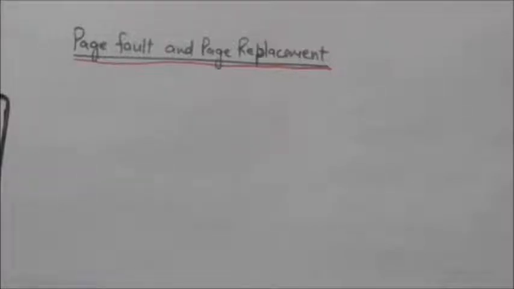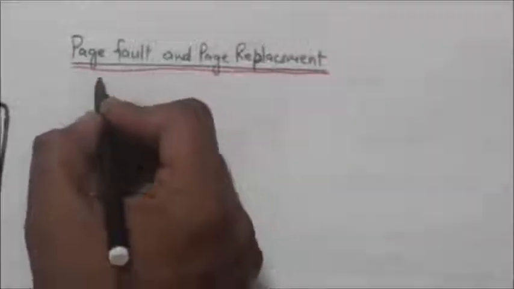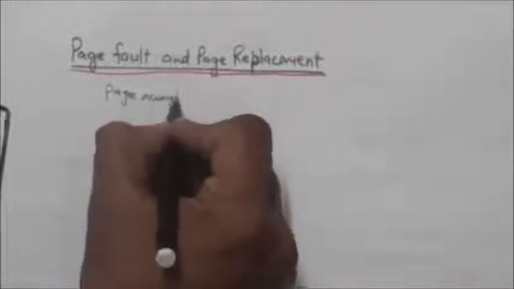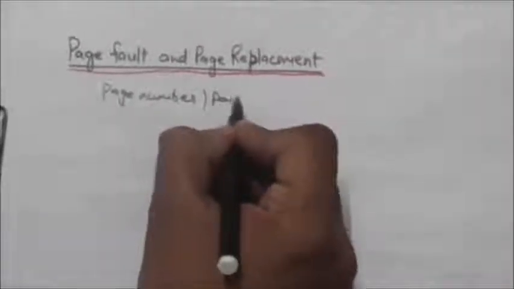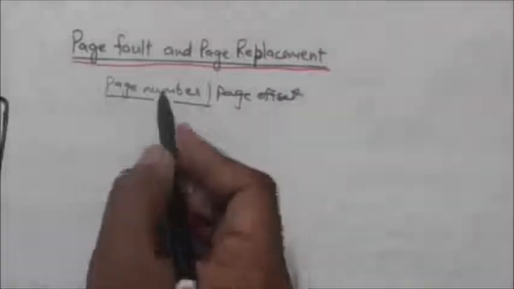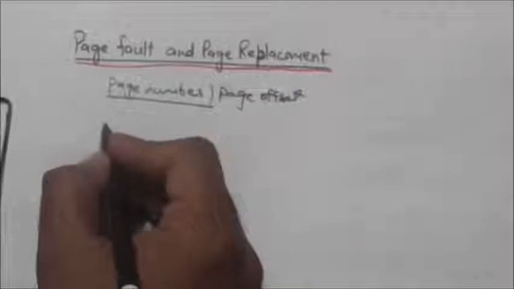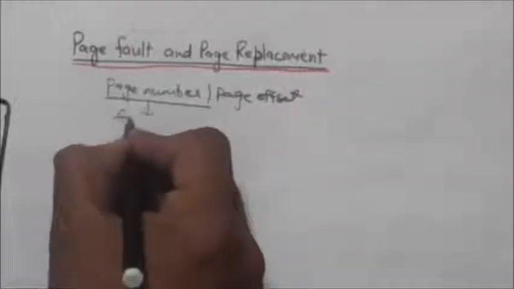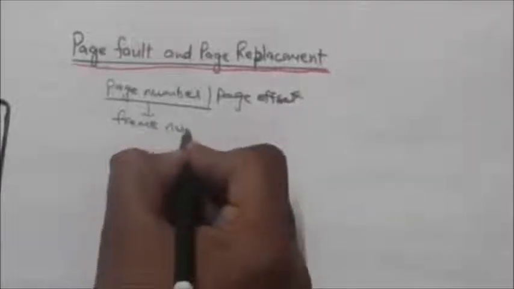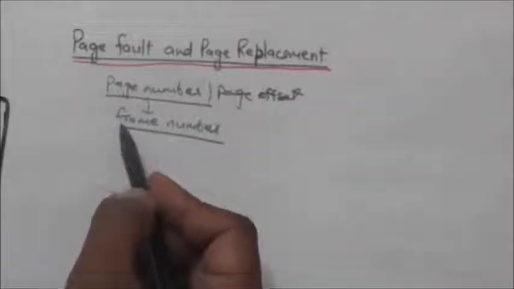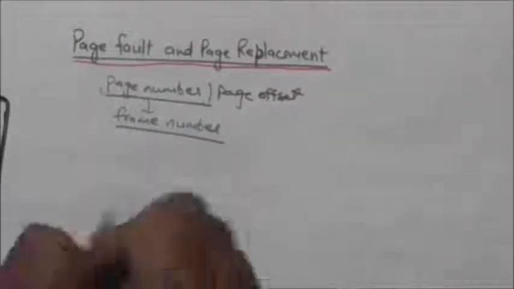So what happens in a paging system? Whenever a CPU generates a logical address, that logical address is divided into two parts. One is page number and another one is page offset. So what happens for translating this logical address into physical address? This page number should be replaced by the frame number in which this page is stored in main memory.